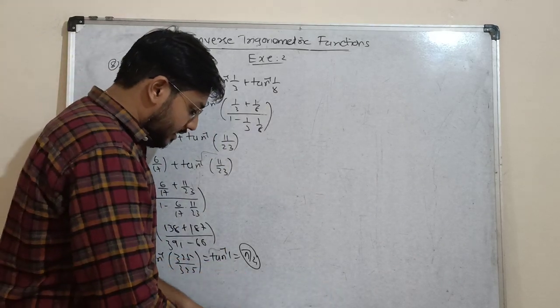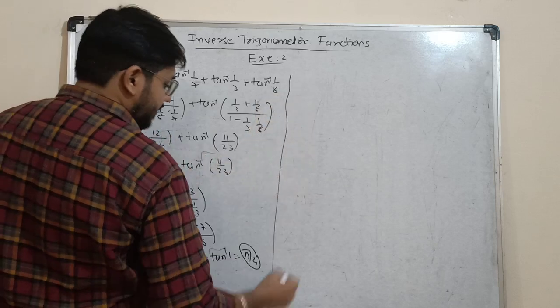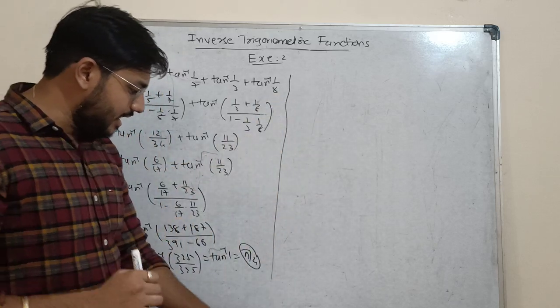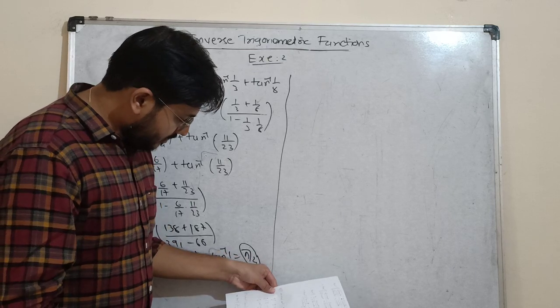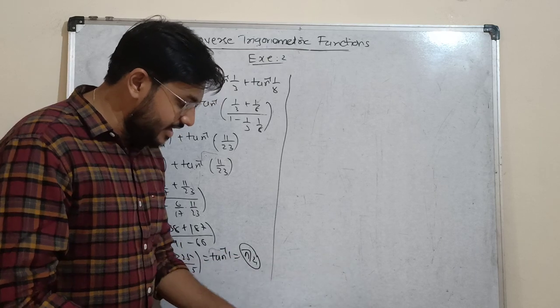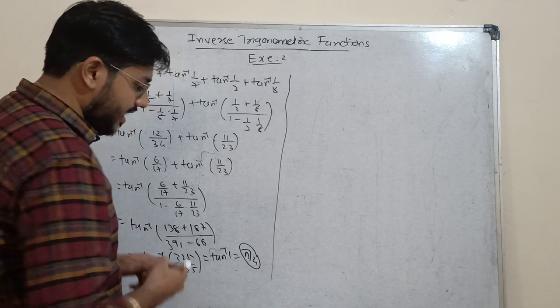Okay. Next question. Number 9. Now just check number 9, number 10, number 11. Right? These 3 equations are very important: 9, 10 and 11.